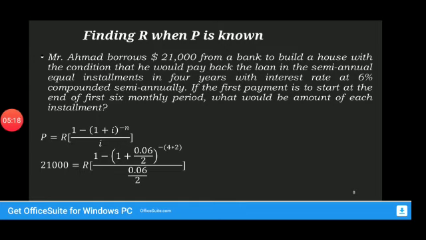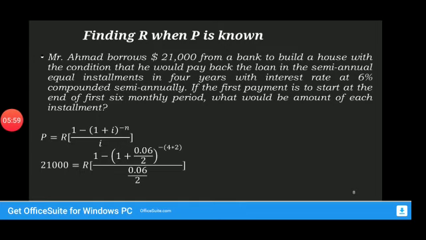For example, Mr. Ahmed borrows $21,000 from a bank to build a house with the condition that he would pay back the loan in equal semi-annual installments in 4 years, with an interest rate of 6% compounded semi-annually. If the first payment starts at the end of the first 6 months, which demonstrates that this is a question of ordinary annuity, what would be the amount of each installment? So again we need to find R.